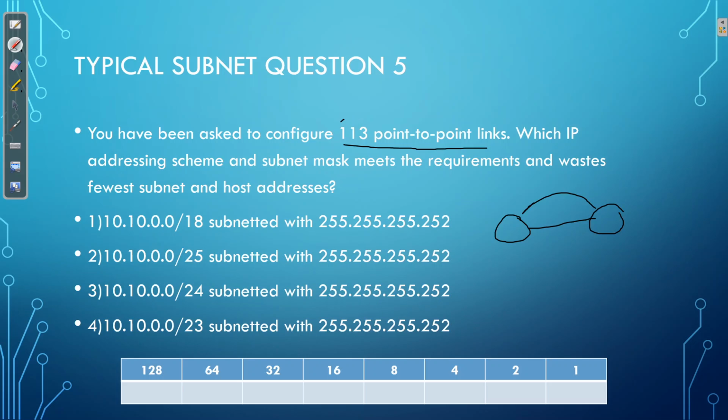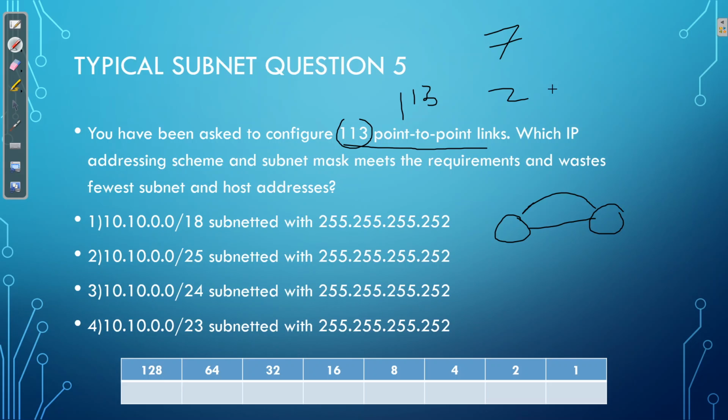And so we need 113 subnets because we are going to have 113 point-to-point links. Each point-to-point link is its own network segment. And because it's going to be point-to-point, we need two usable IP addresses per subnet. So now I've got my requirements. Let me work out how many host bits and how many subnet bits I need. To meet the subnet requirements, I need to have 7 subnet bits.